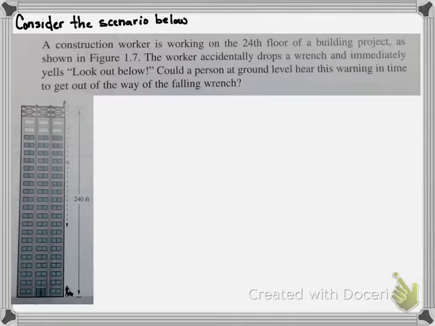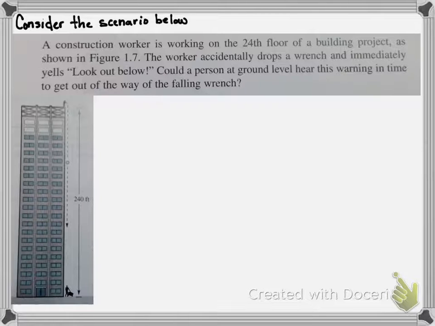Well, in this scenario, the construction worker is on the 24th floor of a building, as shown in the picture. The worker accidentally dropped a wrench and immediately yells, "Look out!" Could a person on the ground hear this warning in time to get out of the way of the falling wrench?